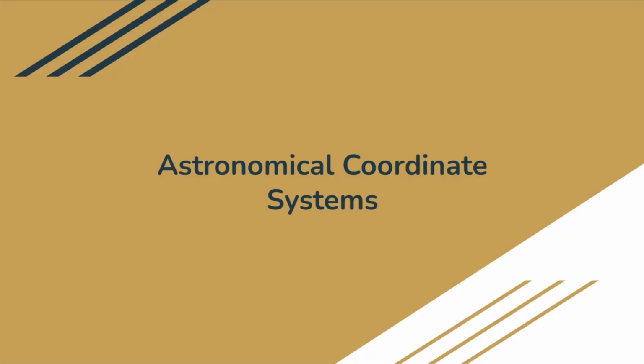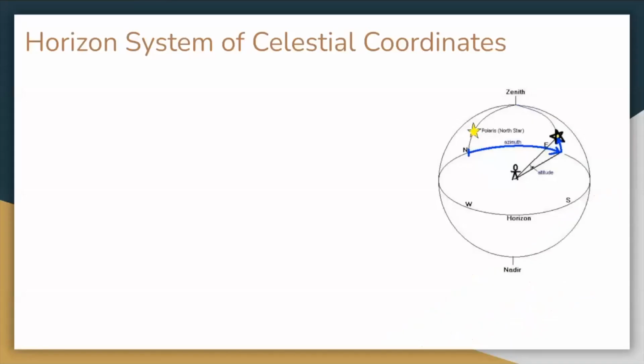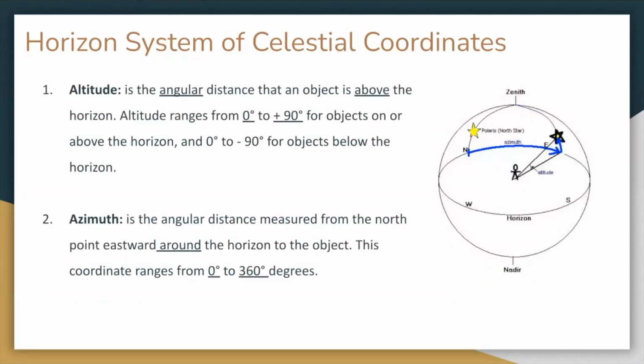All right, so the astronomical coordinate systems. We're going to be talking about things that are similar to our geographical coordinates, but they deal with the celestial sphere as opposed to the Earth. There are two sets of astronomical coordinate systems: the horizon system and the equatorial system. We're going to start by talking about the horizon system of celestial coordinates.